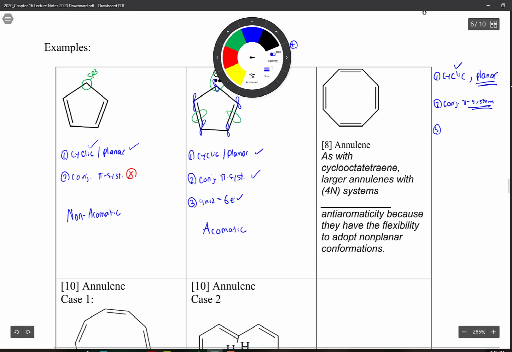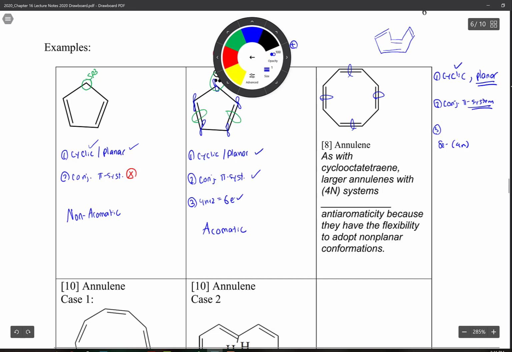If we were planar, we would have a conjugated pi system, and the number of electrons we'd have there is 2, 4, 6, 8. So in theory that would be 8 electrons, which is a 4n number. So that is an anti-aromatic number of electrons. Now this molecule doesn't care about Huckel's rules, it just wants to adopt its lowest energy conformation. It turns out that with 8 carbons set up like this, this molecule can adopt what we call the boat conformation.